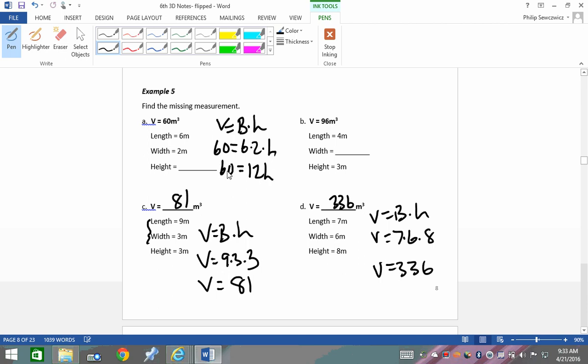And over here we got a 16. Oh, look who's here. No, don't be scared. No, don't run away. It's a one-step equation, people. It's okay. Divide both sides by 12. All right. And when you divide by 12, you get 5. So your height there is 5 meters.